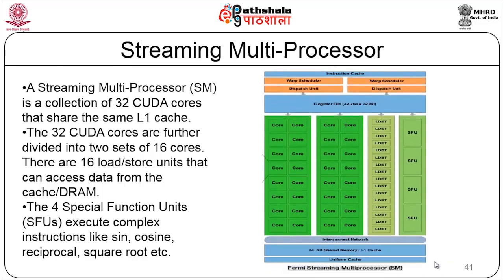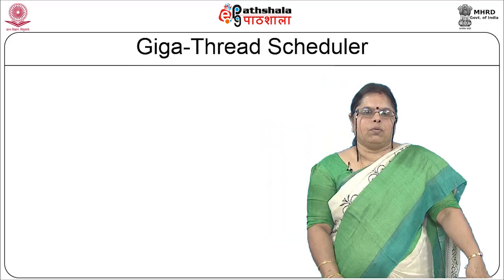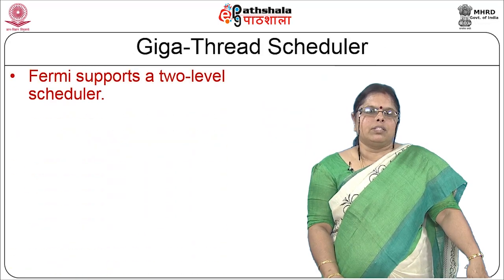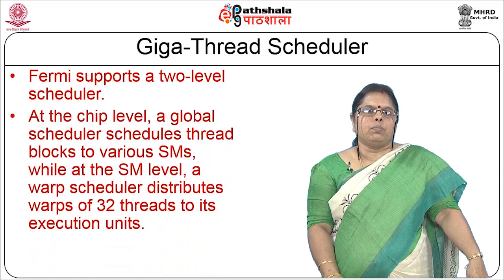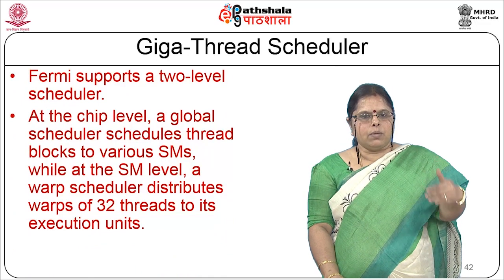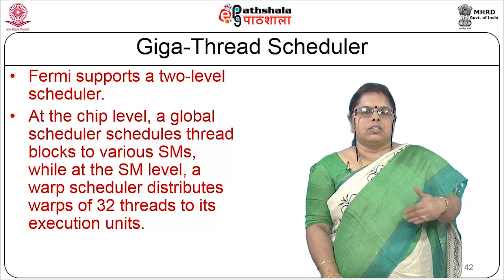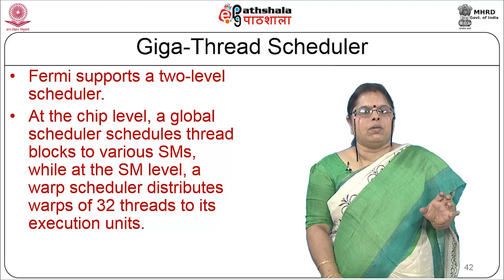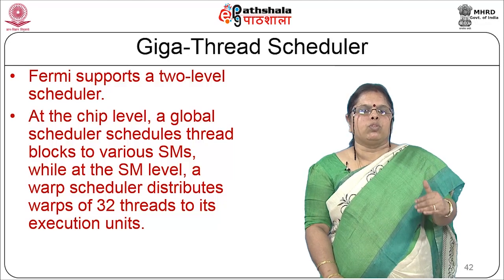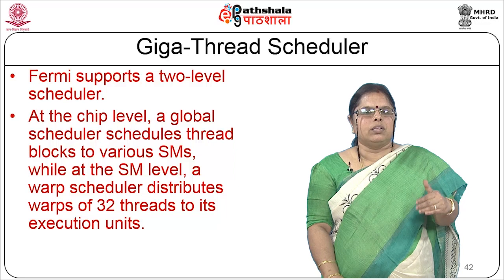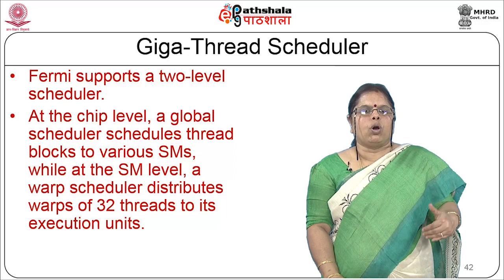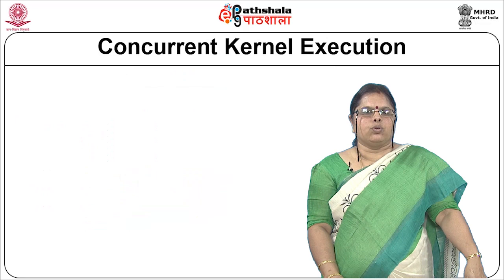So, that has been shown here. You have 32 CUDA cores divided into 2 lanes of 16 each. You have the special function units and the LSUs that have been indicated. And you have a thread scheduler. So, Fermi supports a 2-level scheduler. At the chip level, you have a global scheduler which schedules thread blocks to the various streaming multiprocessors, while at the SM level, you have a warp. A warp normally consists of 32 threads. So, a warp scheduler distributes warps of 32 threads to its execution units.